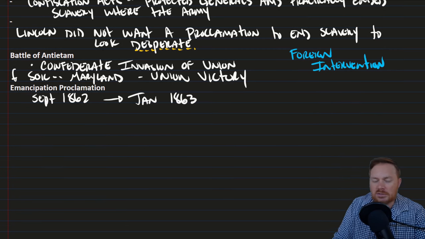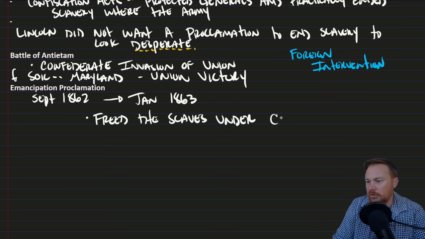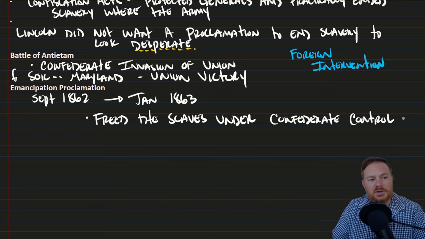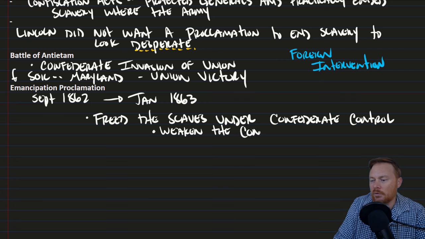And in effect, what Lincoln's Emancipation Proclamation did was it freed the slaves under Confederate control. Essentially, it was an ultimatum. It was for the Confederacy to either surrender or Lincoln would abolish slavery in those Confederate states. This was issued on the one hand to weaken the Confederate war effort, right?